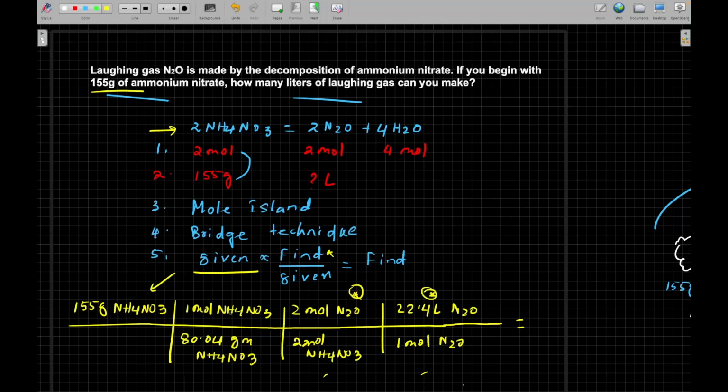Again, by plugging the necessary information in this manner, we have already used the unit matching. If we look closely, we see the gram information of ammonium nitrate getting cancelled out, so is the mole information of ammonium nitrate and mole information of nitrous oxide, leaving the liter information of nitrous oxide. So if we now calculate the final answer, it is 43.4 liters of nitrous oxide produced.